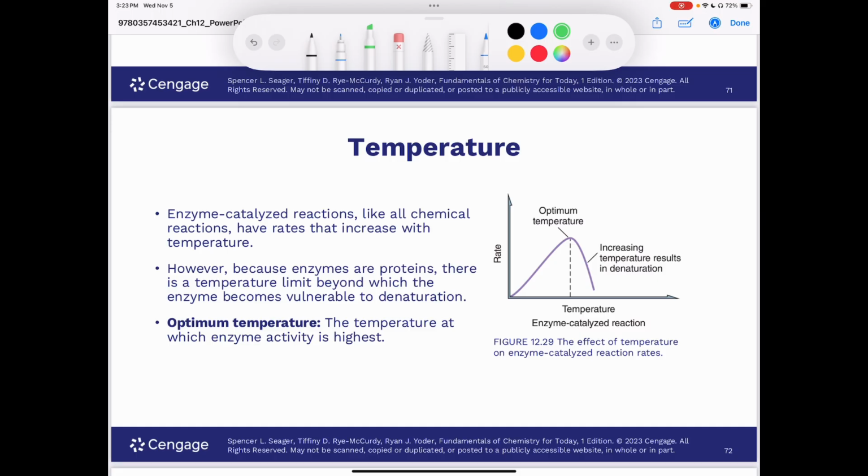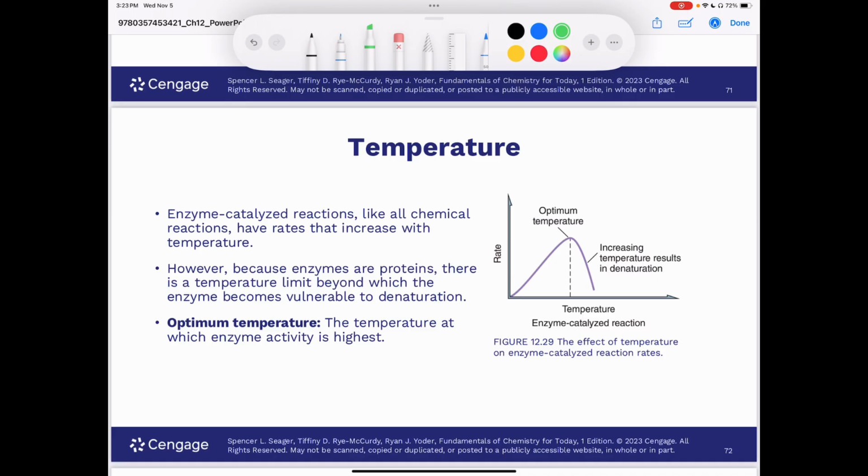And I used this example in a previous video where I said, if you reached into the oven by accident and your skin touches a hot cookie sheet and then you get like a line where it gets burned or something, right? That's the proteins in your skin getting denatured. And so enzymes work the same way.